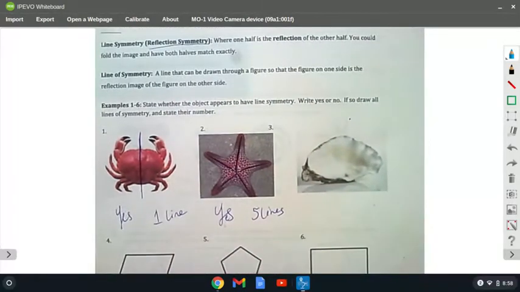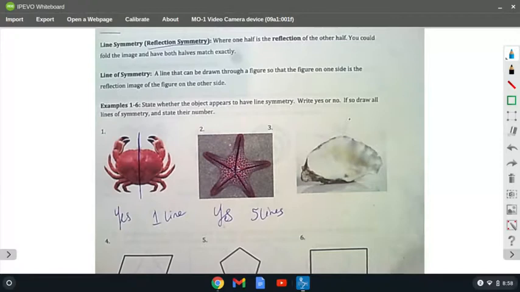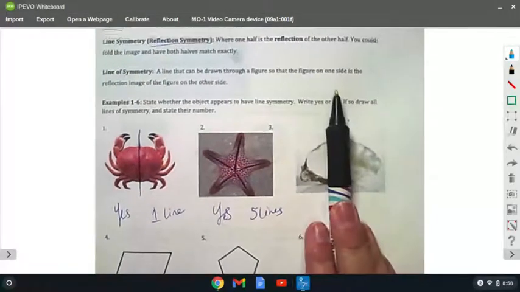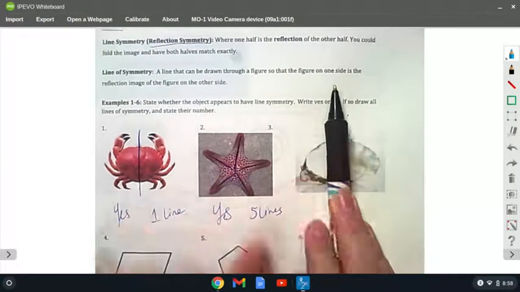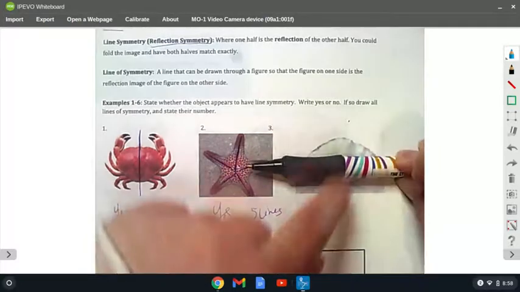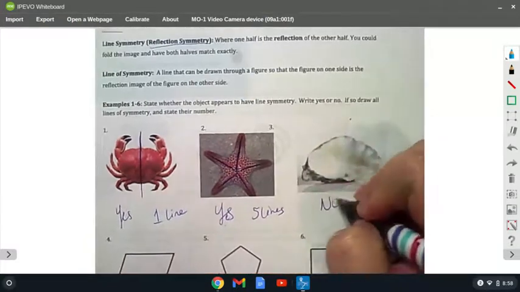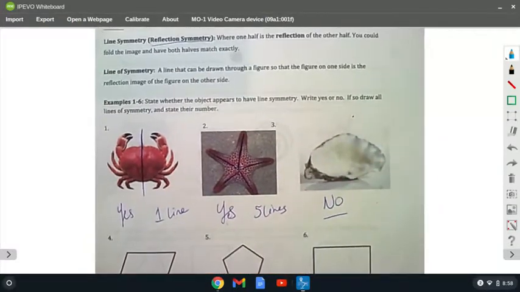Over here, I think this is like a shell of some sort. If I cut this shell this way, those two sides are not the same. If I cut it this way, they're also not the same. So this does not have any lines of symmetry.